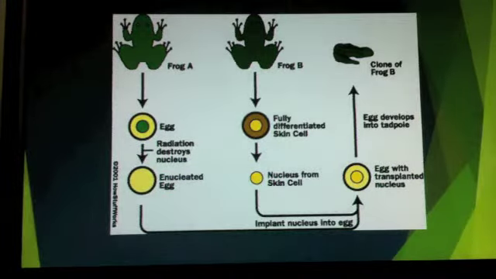Here's a diagram showing SCNT with the example of frogs. The two nuclei are extracted, then the somatic cell nucleus is inserted into the egg. The egg will then turn into a tadpole and finally a frog.